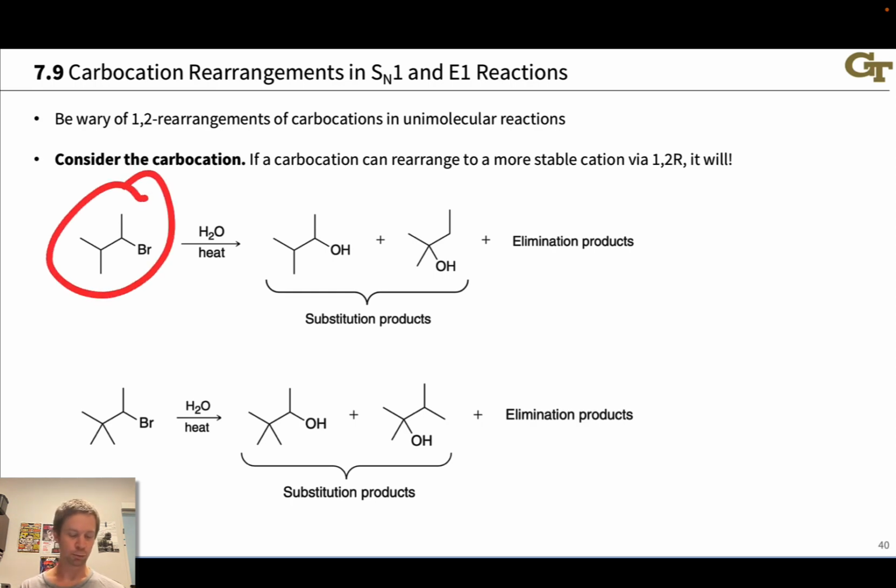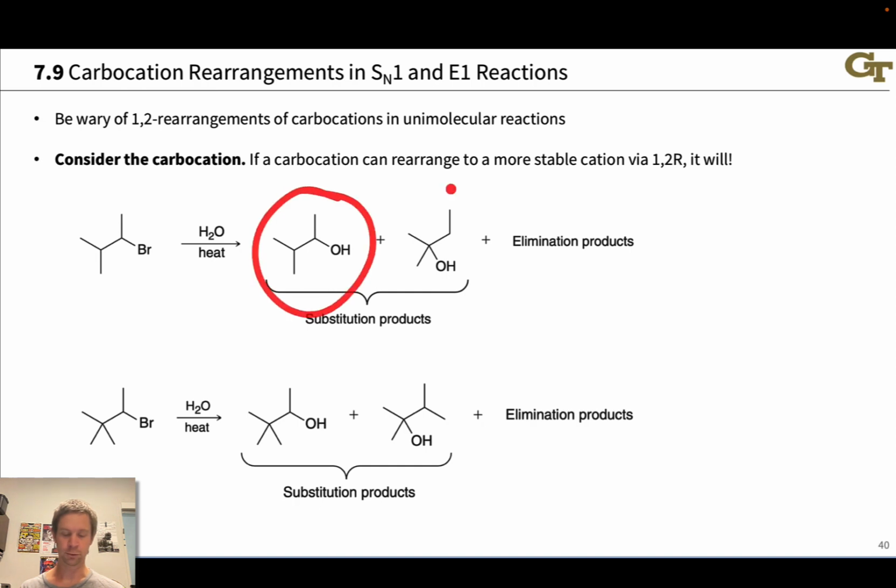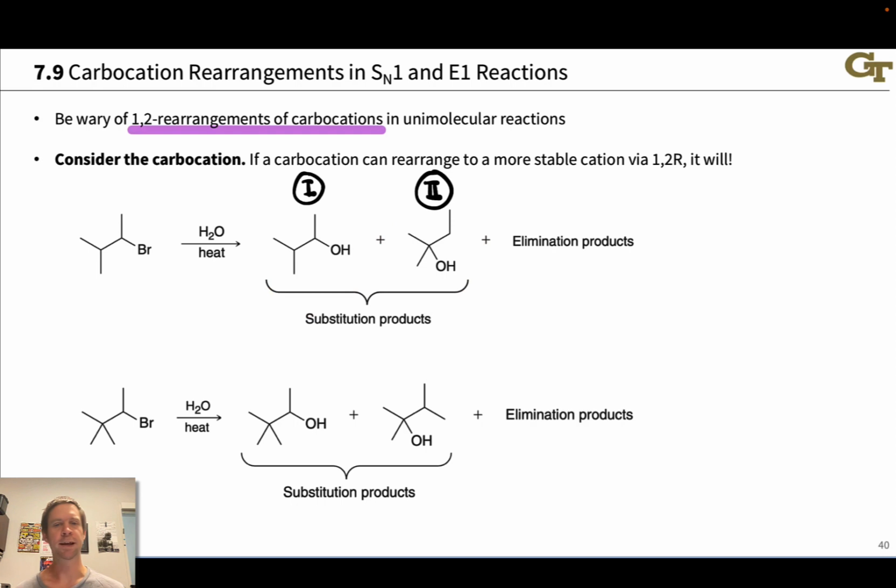When we take this alkyl bromide and we put it in water and we heat, we get a mixture of not one but two substitution products. Let's call them 1 and 2. And we get elimination products as well. Now, to consider where 1 and 2 come from, let's look at 1 first.